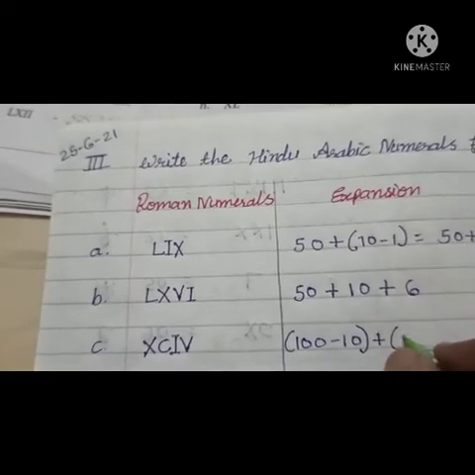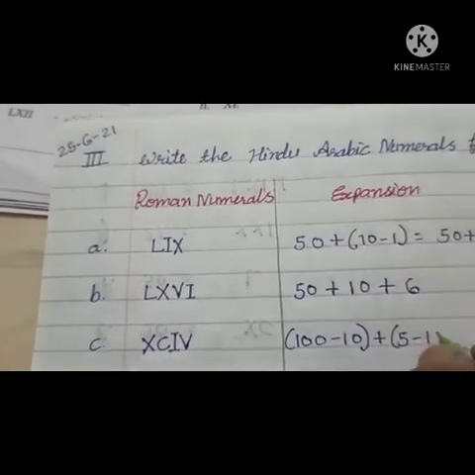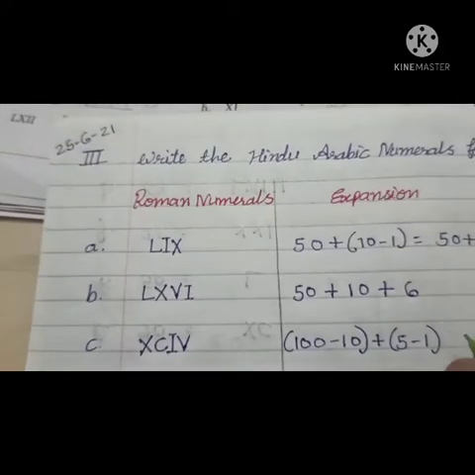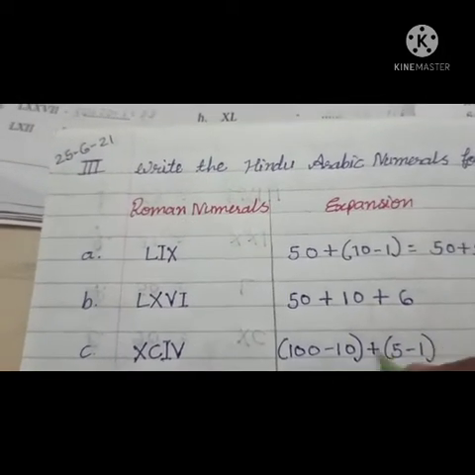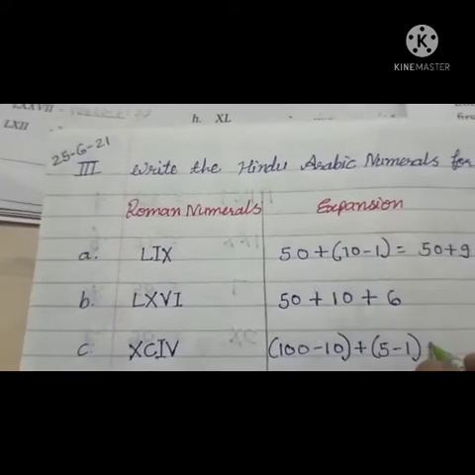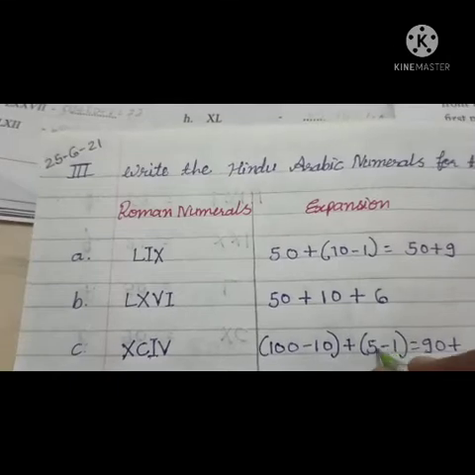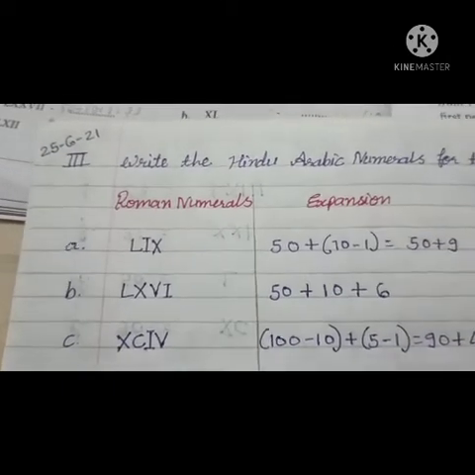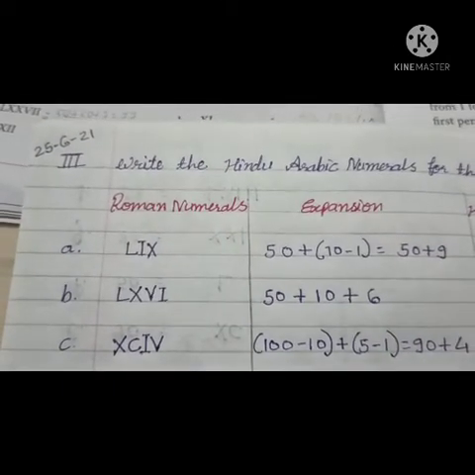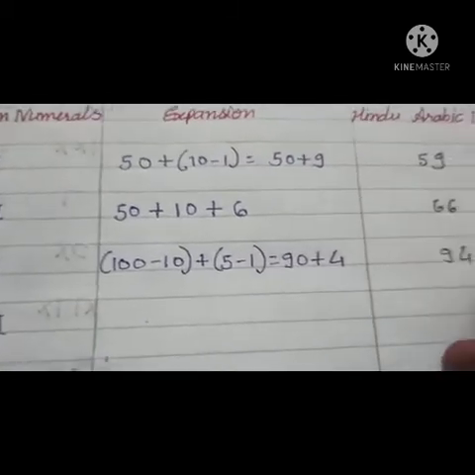Plus 5 minus 1. That means 100 minus 10, 90, plus 5 minus 1, 4. That means the answer is 94.